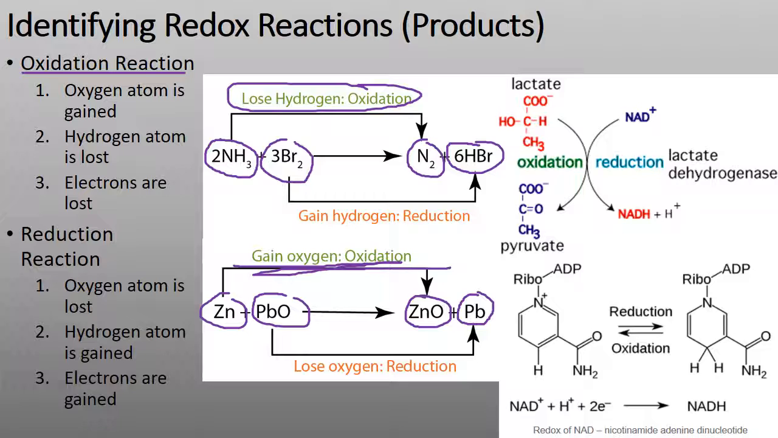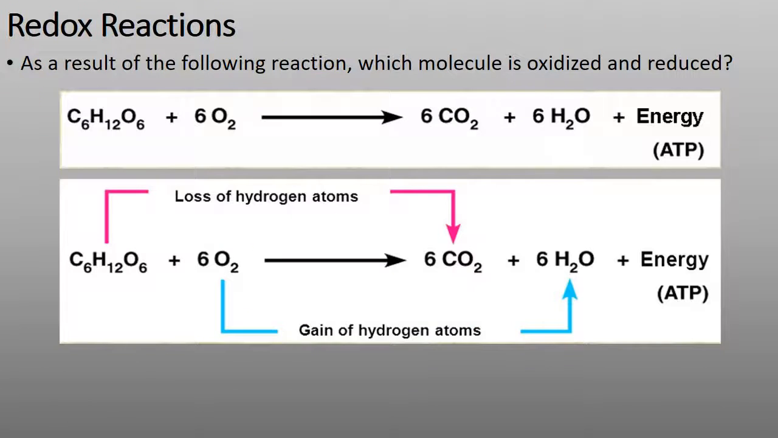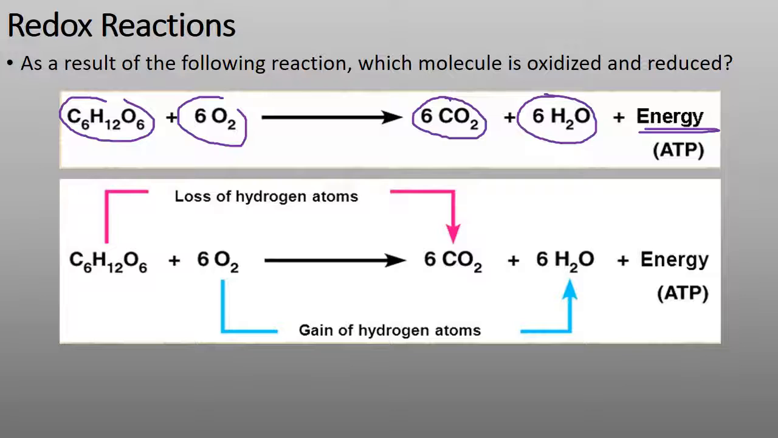Now this is going to be very important, again, when we discuss cellular respiration and the transfer of electrons from substrate to substrate. Taking a look at this reaction here, this reaction is cellular respiration. This is chapter 4. Now we've got glucose, we've got oxygen. As a result of those combining together, we see in the products carbon dioxide and water forming, as well as energy. Now, taking a look at loss of hydrogen atoms and gain of hydrogen atoms, which one of these is your reduction reaction and which one is your oxidation reaction?